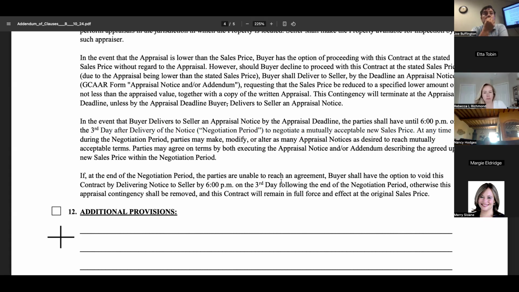It's a little bit more seller friendly. The buyer can still back out, but it has to be before, they've got 3 days. Yep, you've got to get it done in 3 days. 6 p.m. Yeah.